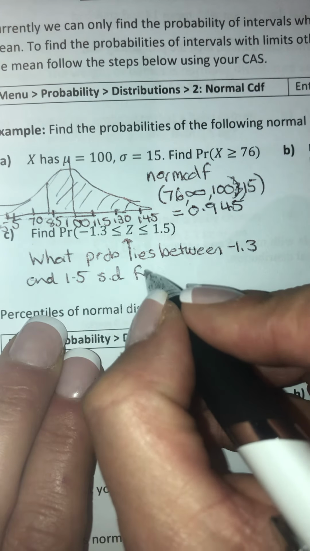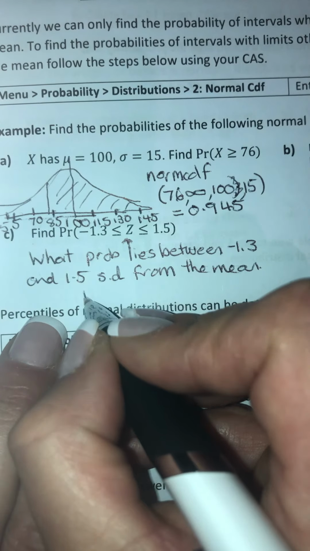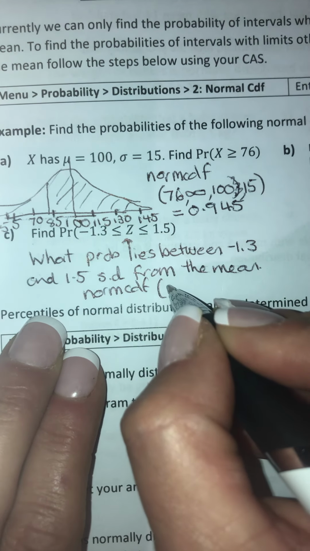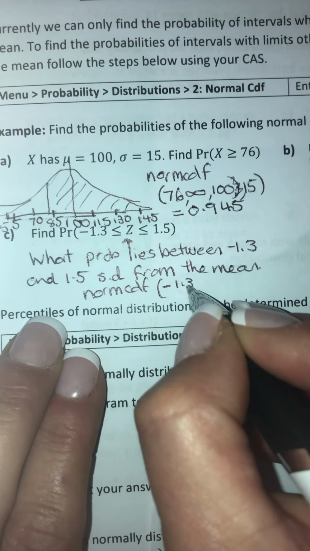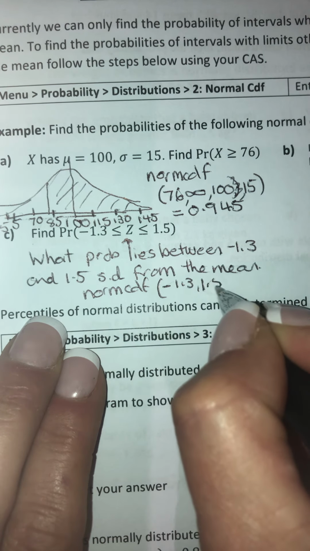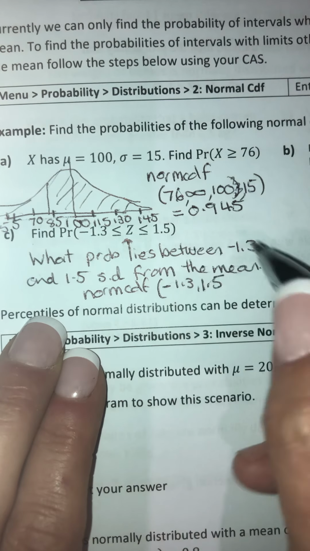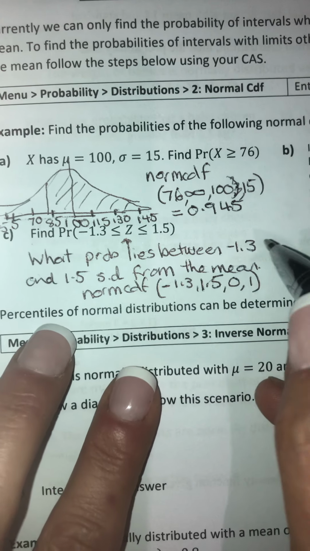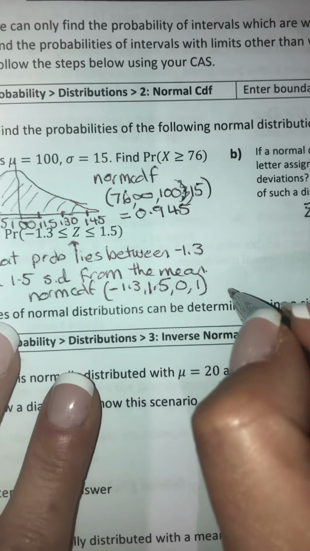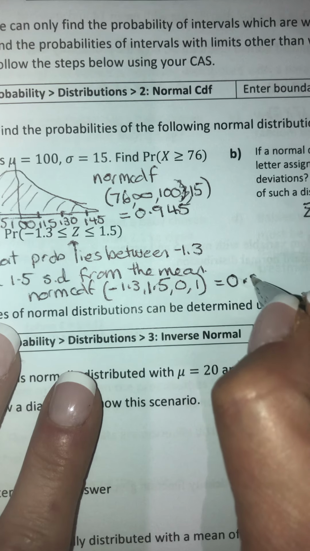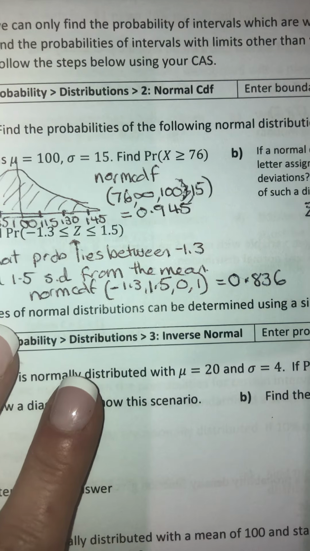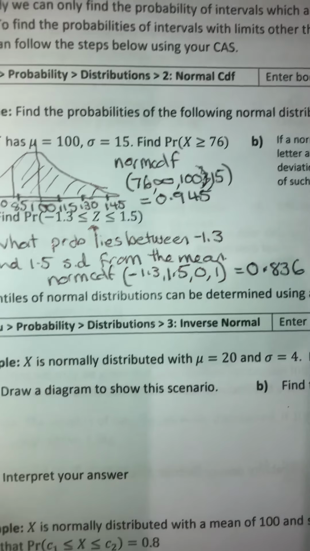That's what that question is actually asking. And so we just use the above formula again in our calculator, normal CDF. This time our lower boundary is minus 1.3, upper boundary is 1.5. The mean is 0 and the standard deviation is 1. And your answer for this one you should get is 0.836. It's probably a good time to press pause and check that before you go on.